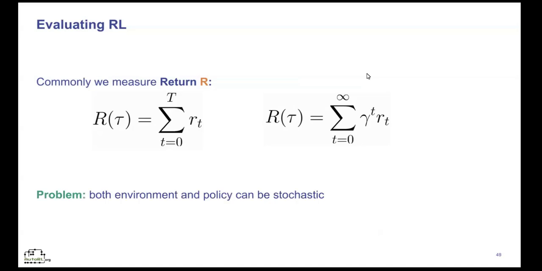And the even bigger problem is both parts that contribute to this, both the environment and the policy, can be stochastic. So we can't even do one rollout. Likely we need multiple ones. Why?